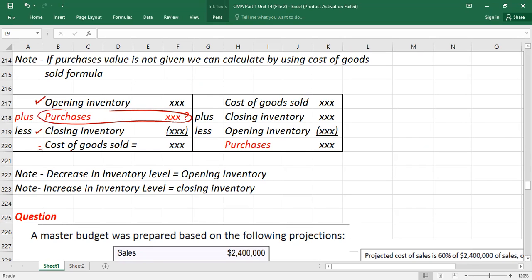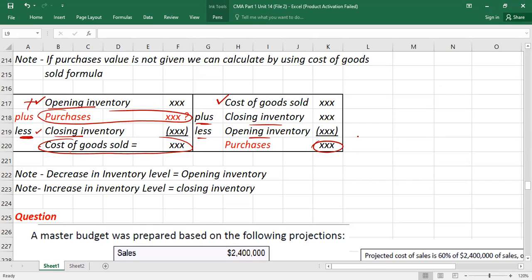Because I want to calculate this value, purchases, I can reverse this equation. I can take cost of goods sold first. And once I go reverse, the minus thing will become plus. So it was less closing inventory, now I will add closing inventory. It was plus opening inventory, now I will deduct opening inventory. So I will reach the purchases value.